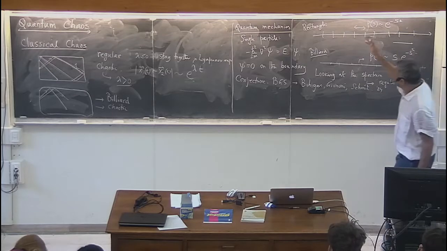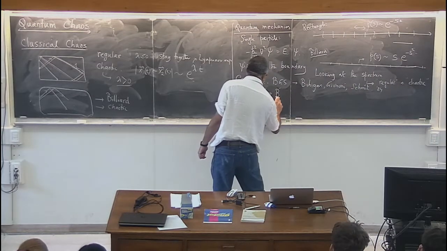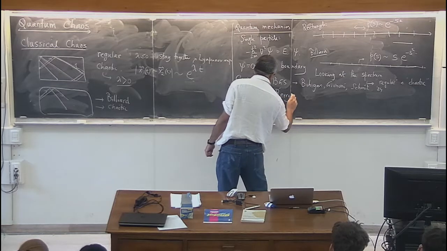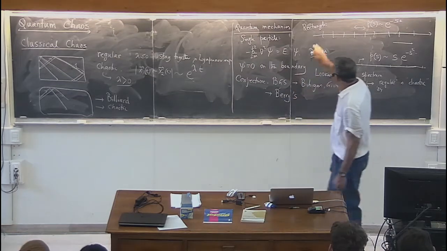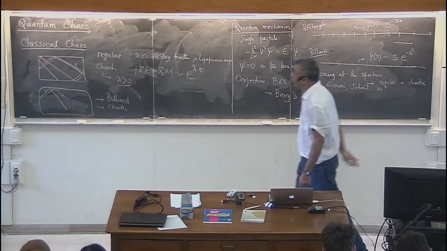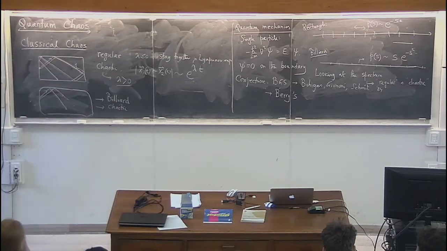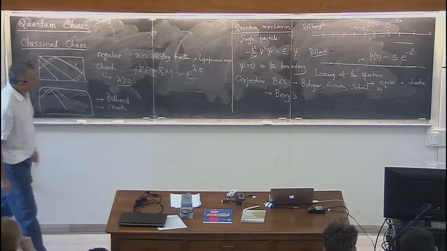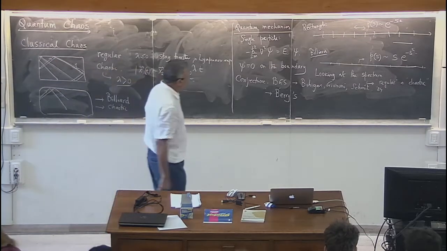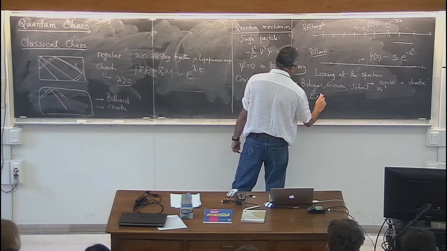Whereas if you take a regular system, there is another conjecture called Berry's conjecture. Berry's conjecture says that if you take a system which is integrable, like for example the rectangle, a system which is classically regular, and you quantize it and look at the spectrum, then this will always have a Poisson structure, an exponential distribution.